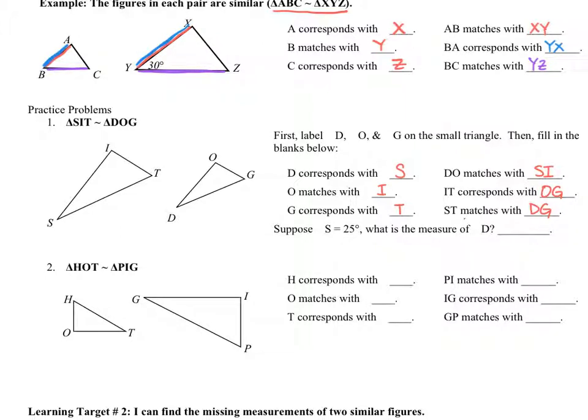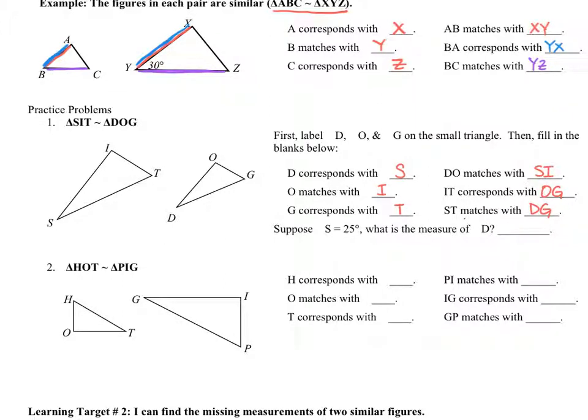Here's a solution to the first practice problem. I didn't do the one at the end because I wanted to talk you through that one. But remember that we can look at our similarity statement to figure out that S and D match up, I and O match up, and T and G match up. And we can use the same process to figure out these sides: from D to O matches with SI, and so on.